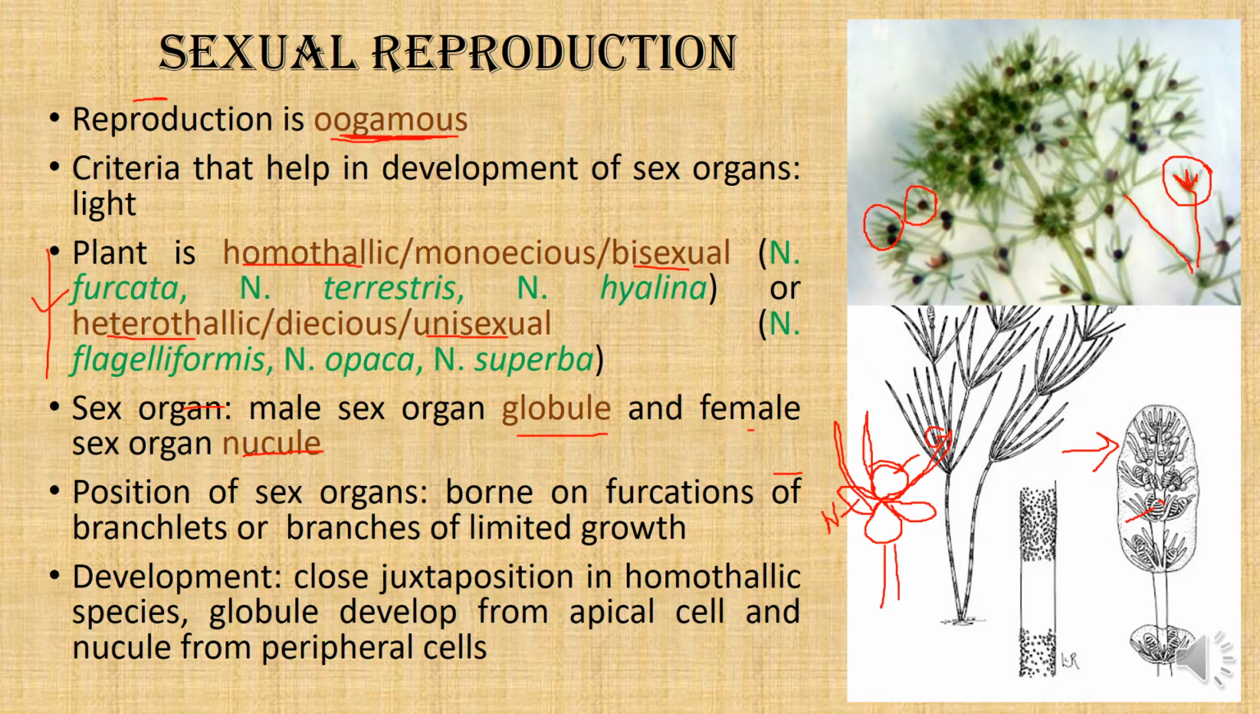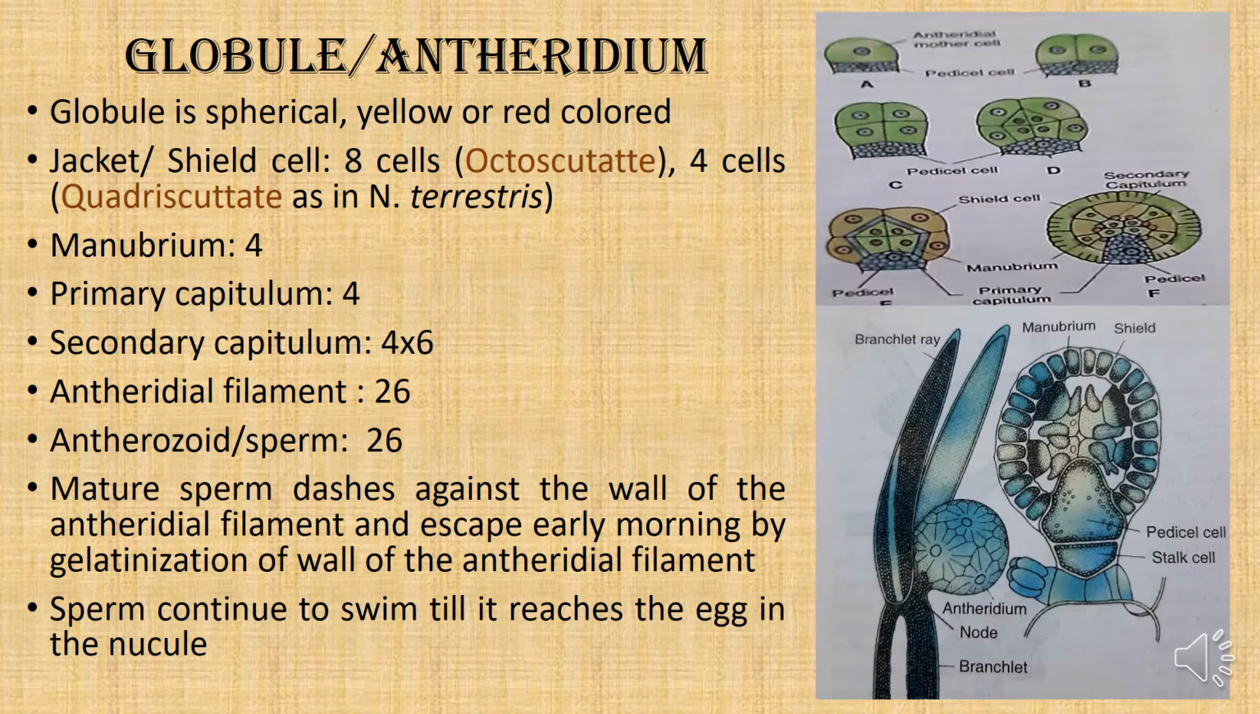So we see there is a terminal globule. I am drawing it in a different color so that you better understand. If this is the globule and these are the nucules, the globule is terminal in position, and the nucules are lateral in position. So let's first talk about the globule or the antheridium.